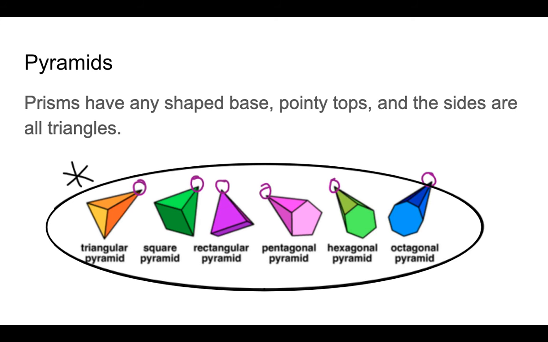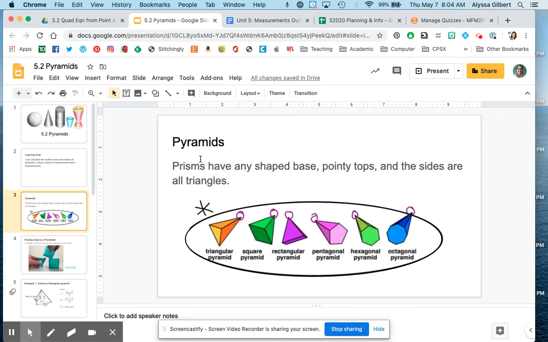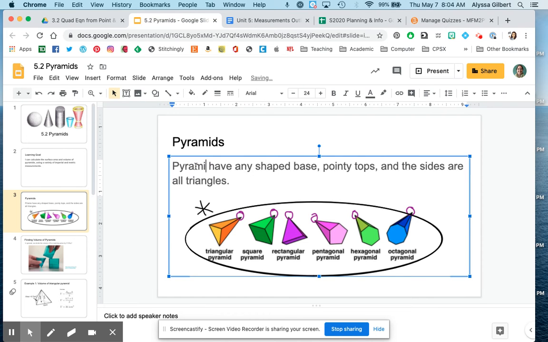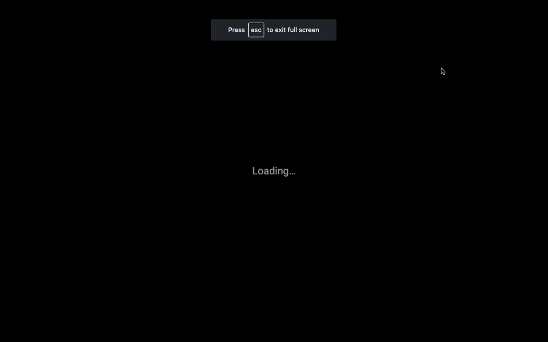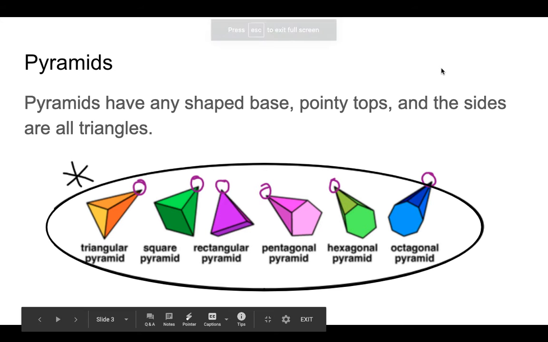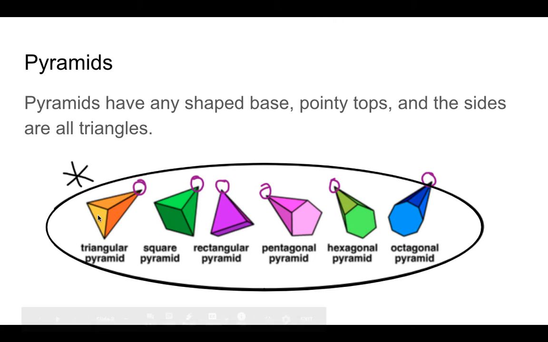Okay, so pyramids. Pyramids can have any shape base, and then on the other end of the pyramid from the base is a pointy top, and then the sides are all triangles. It doesn't matter how many sides you have on the base of your pyramid, each of your sides are triangles. That was different from prisms, in that all your sides were rectangles.